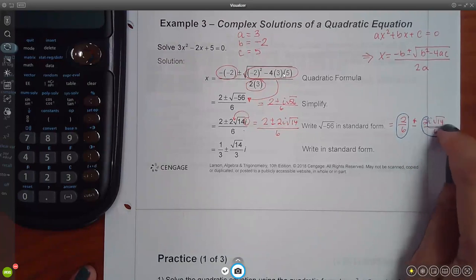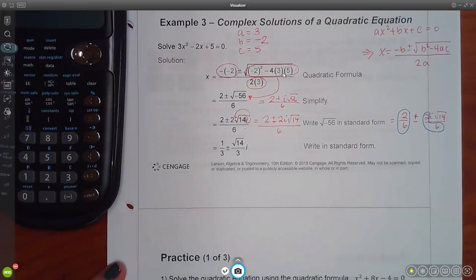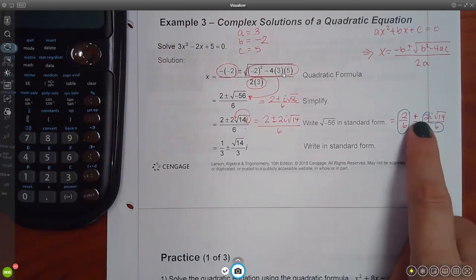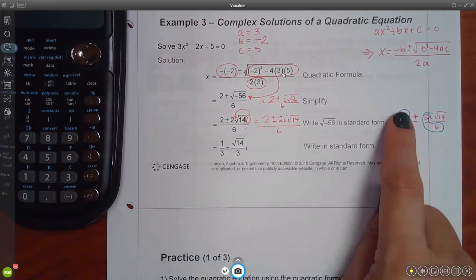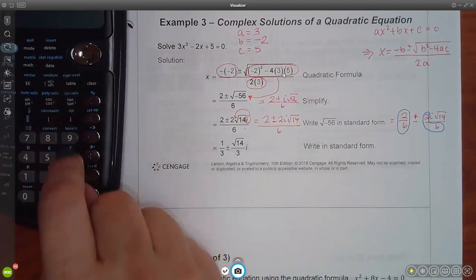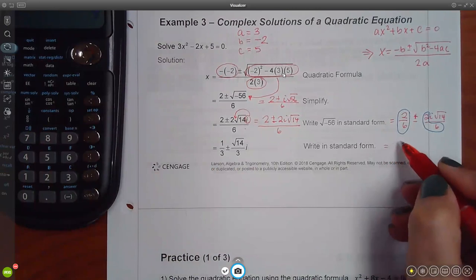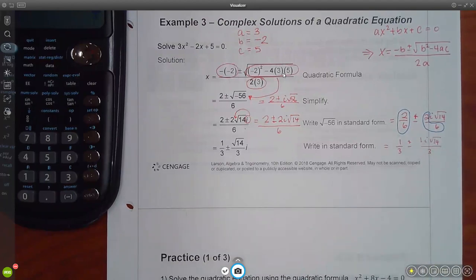You cannot reduce this i square root of 14 at all. Don't even try. And if you do it, you're gonna get it wrong, okay? You cannot reduce the i or the square root with a number that's not inside of a square root. Only numbers outside can reduce with numbers outside, okay? So if I type 2 over 6 on my calculator, it reduces it to this 1/3. So then that means this becomes 1/3. This one becomes 1/3 with this i square root of 14 tacked on, right?